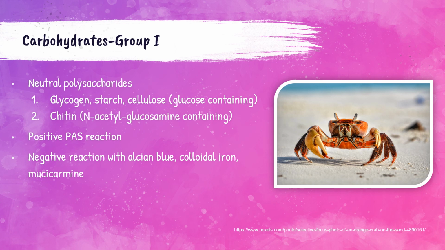This carbohydrate group gives a positive result with the PAS reaction, which stands for the periodic acid Schiff reaction. Now you might be saying, PAS reaction, Rebecca, I don't know what this is. We haven't talked about this before. Don't worry, it's a type of stain, and we'll get there later on in this lecture. This group of carbohydrates gives a negative reaction with alcian blue, colloidal iron, and mucicarmine, which again are also stains. We'll talk about these later on in this lecture.